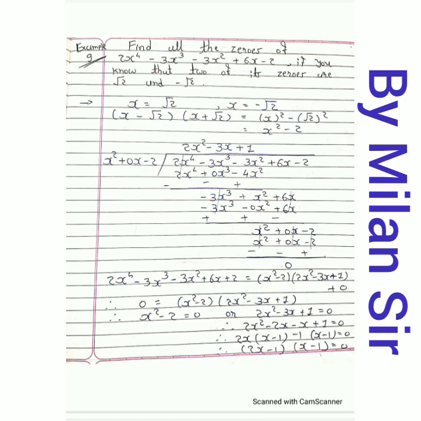You can, if you write plus 0x square, then even it's right. Okay, because plus 0 minus 0 both are same. Now for the subtraction process, change the sign. So our 3x cube cancel.